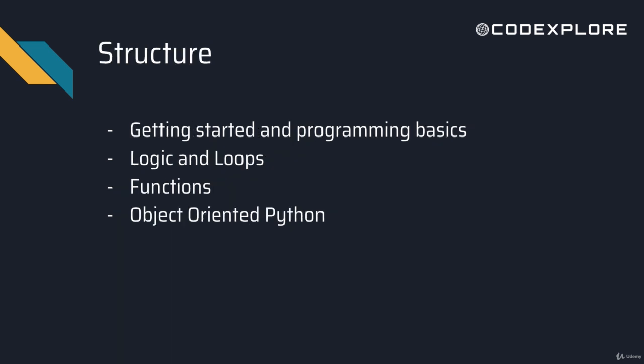So the structure of the course: we're first going to get started, learn the compiler we're going to use, and just the basics of programming, learning variables and different data types in Python. Then we're going to go into logic and loops and how we can use those in our algorithms. We're then going to go into functions, defining functions, creating our own and calling them. Then we're going to go into recursion a little bit. And then we're going to go into the basics of object-oriented programming and understanding why we actually create objects in programming and what they're really useful for.